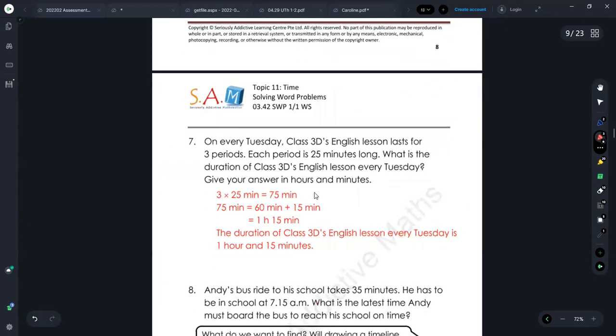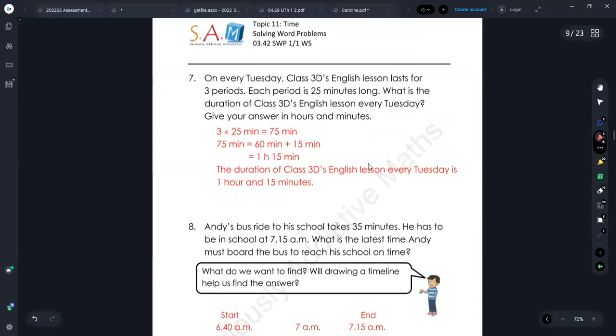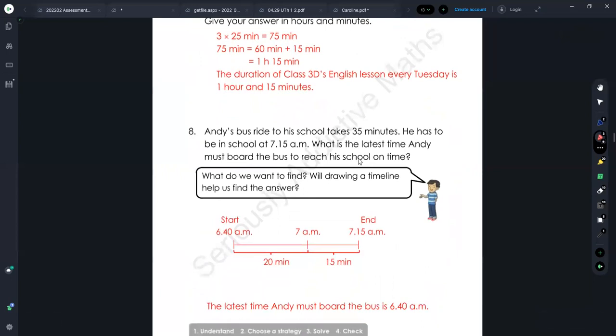Then you have questions like this as well that may include multiplication. So maybe run through with them. On every Tuesday, Class D's English lesson lasts for 3 periods. Each period is 25 minutes. So they need to know how long the English lesson is. Quite straightforward. If you don't need them to work it out, maybe just ask verbally so you can save time.